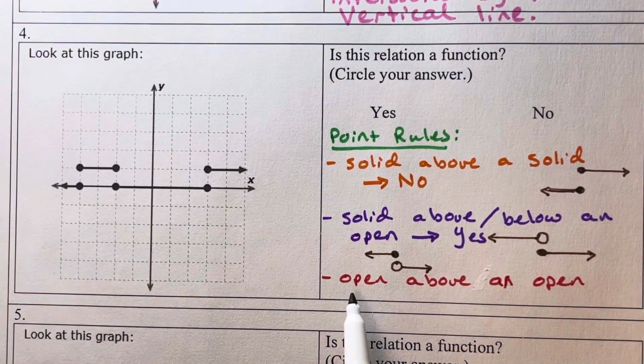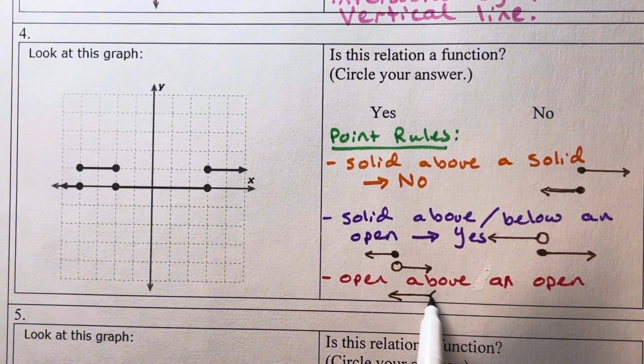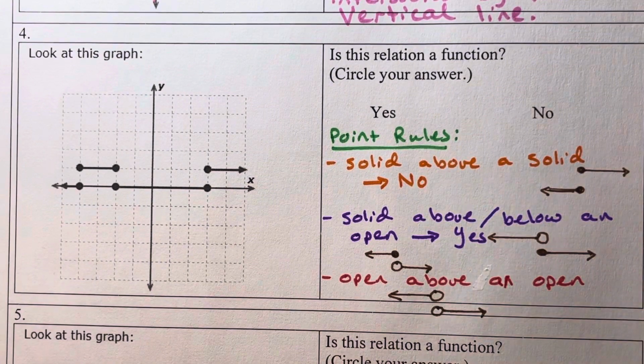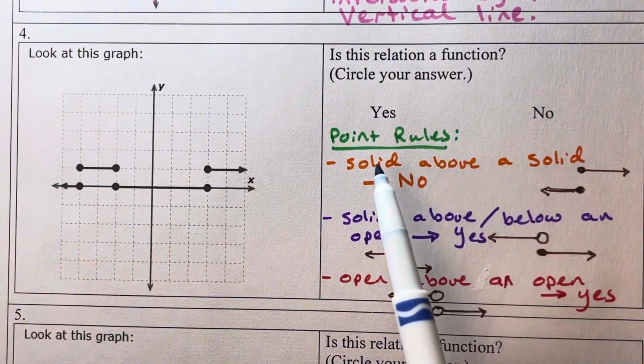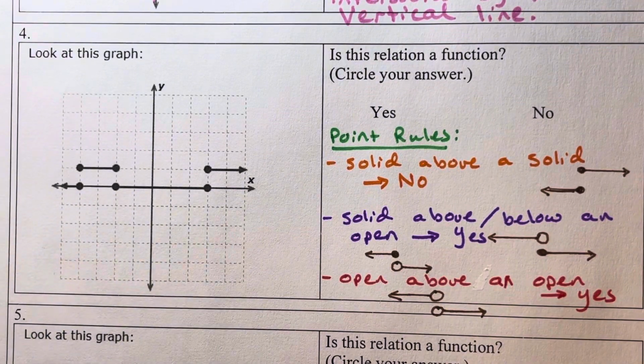The third point option would be to have an open point above another open point. So what might that look like? That might be something like this. Here's an open point, and directly below it is another open point. So this would be another example of a function. Now that we know the point rules, let's look at our particular example.